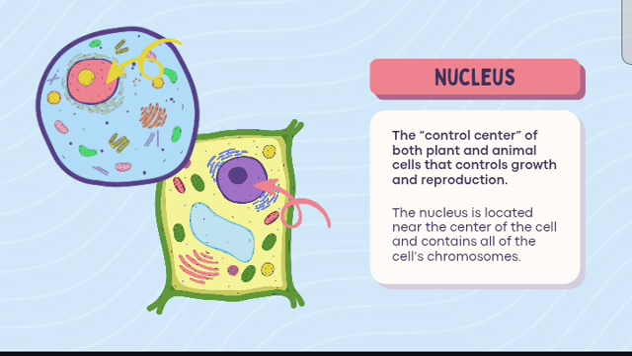Next is mitochondria. Mitochondria is present in both animal as well as plant cells, and it is known as the powerhouse of the cell as well. I have already discussed it. Why do we call mitochondria the powerhouse of the cell? Because it has the ability to generate energy for the cell.